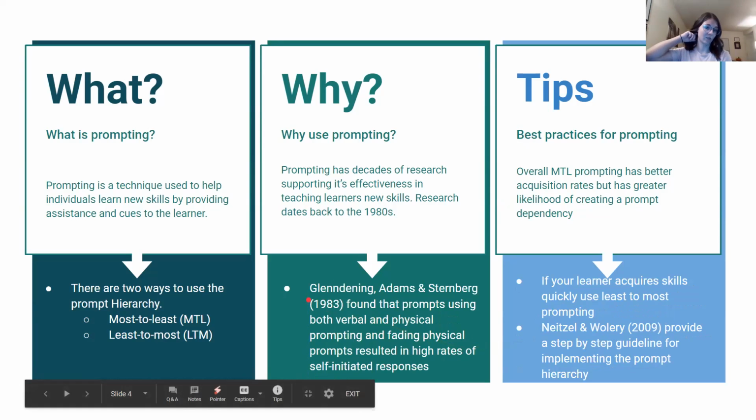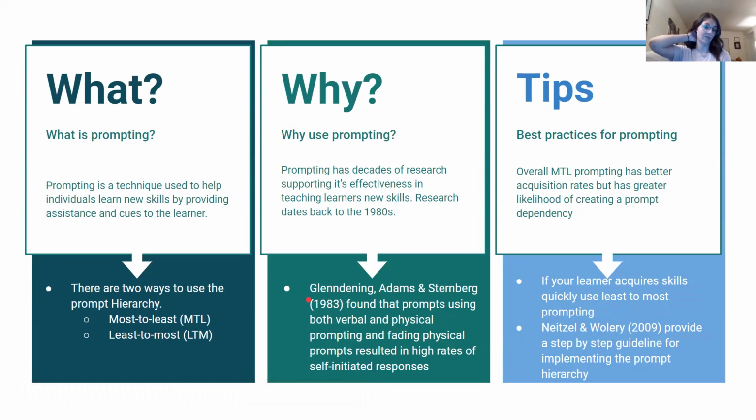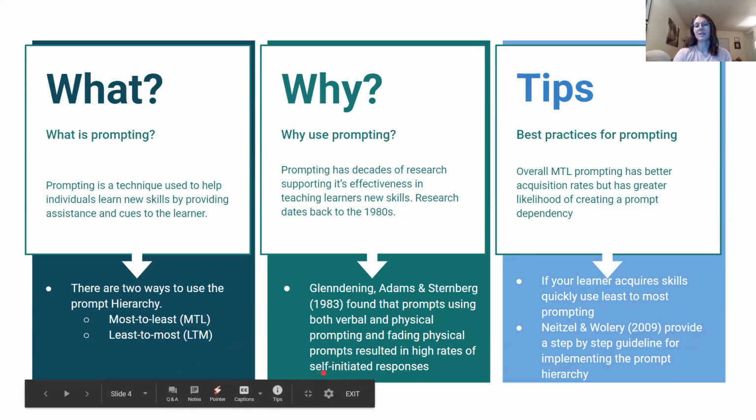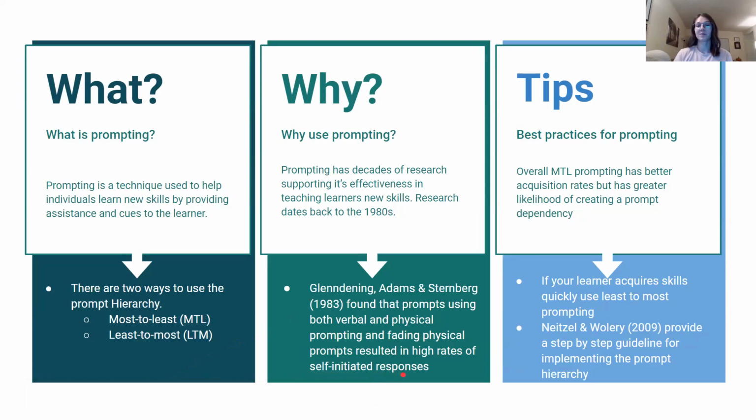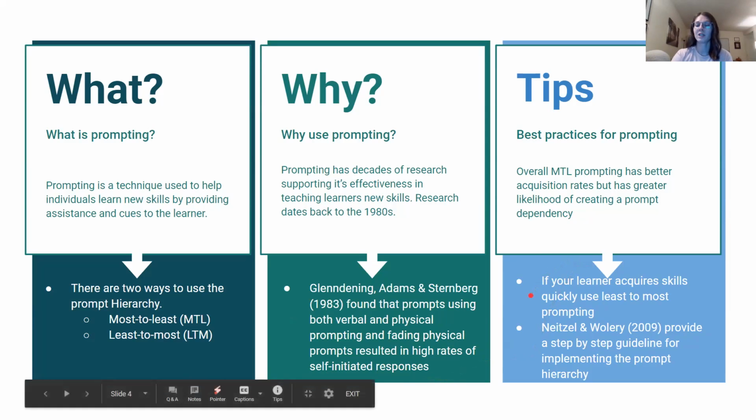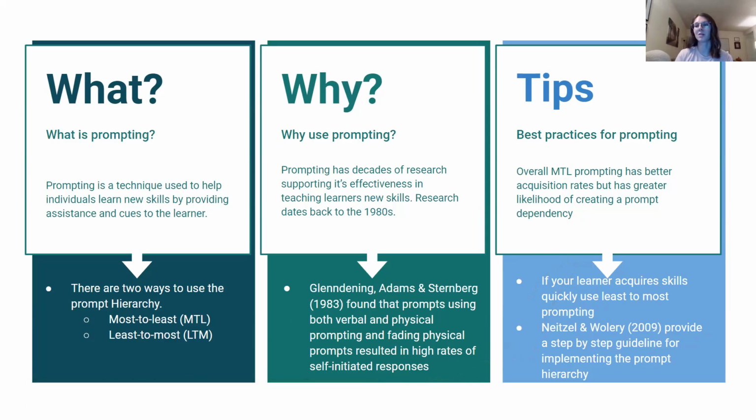So Glendenning, Adams, and Sternberg in 1983 found that prompts using both the verbal and the physical prompting worked really well, and they would fade out the physical prompt and leave the verbal prompt a little bit longer. When it says that it had higher rates of self-initiated responses, essentially that just means the learners were able to respond independently. Over here, if your learner acquires skills quickly, use least to most. There's no reason to go to most intrusive if they have a history of learning things quick.